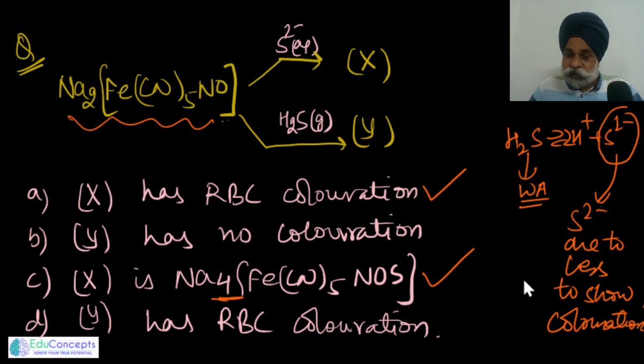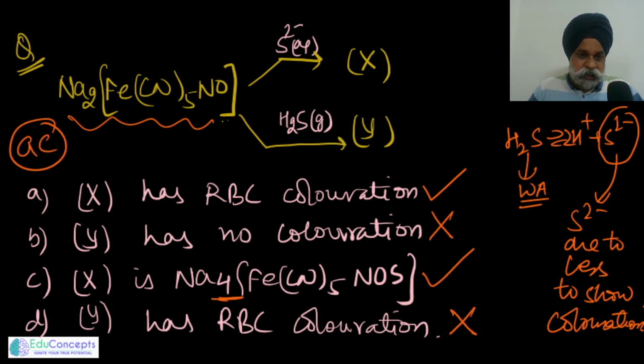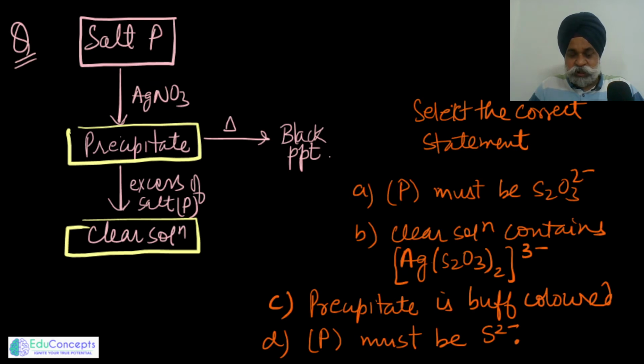So this is important information you should know: H2S does not give the sodium nitroprusside test, and no coloration would be found here. So the answer to this question would be A and C. Again, this is an interesting one, information based. Moving ahead, again this seems like a question which takes into consideration the flow chart.